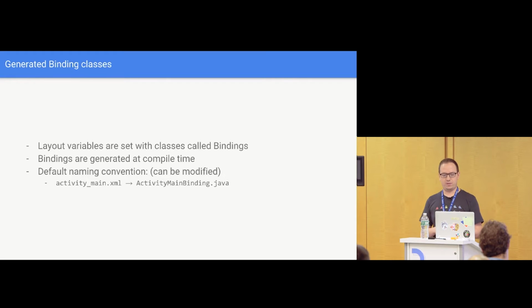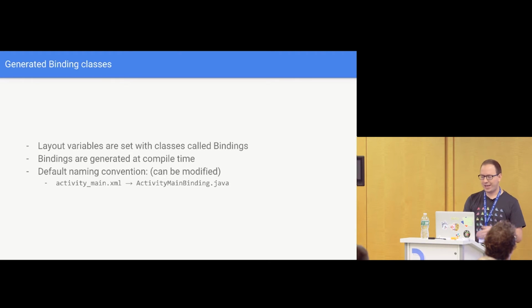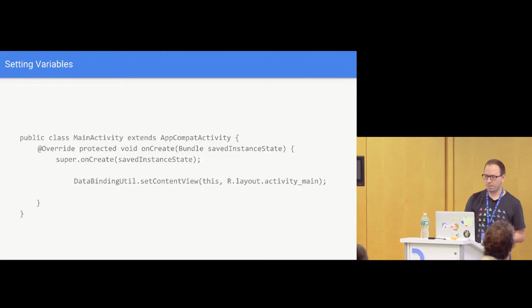These classes are actually generated for you by an annotation processor at compile time. The default naming convention for these files is to take whatever your layout file is, for example activity_main, camel-case it, and put the word binding at the end. You can customize that, but I haven't really found a reason to, so I've stuck with it.